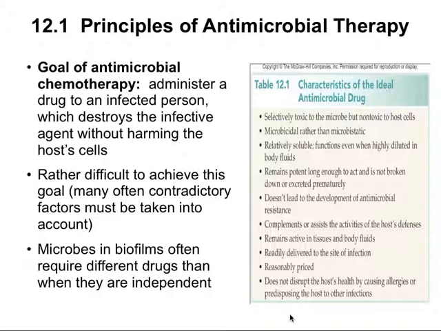We can also be hopeful that it doesn't lead to the development of an antimicrobial resistance, as many of our drugs do. The drug should complement or assist the activity of the host's defenses, remain active in tissues and body fluids, be readily delivered to the site of infection, be reasonably priced, and not disrupt the host's health by causing allergies or predisposing the host to other infections. If you've ever listened to a commercial on television about side effects of drugs, you'll recognize that it's virtually impossible to meet all of these characteristics of the ideal antimicrobial drug.